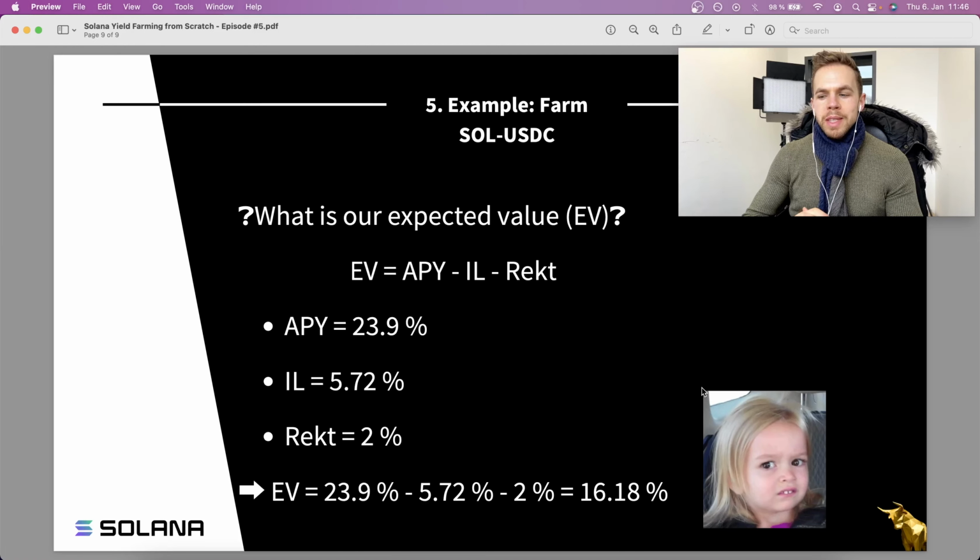All in all, I hope this was helpful. I hope this was a good introduction on what is yield farming, how does the liquidity pool work, what is impermanent loss, how to yield farm with your SOL and USDC.